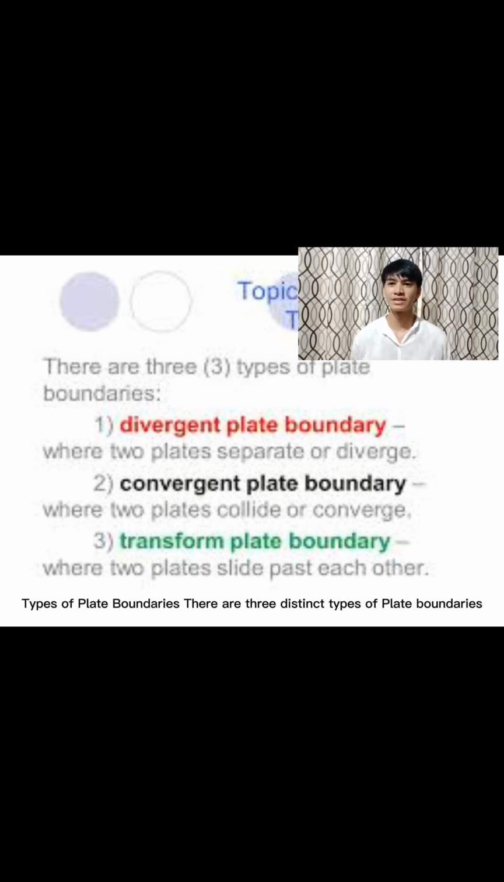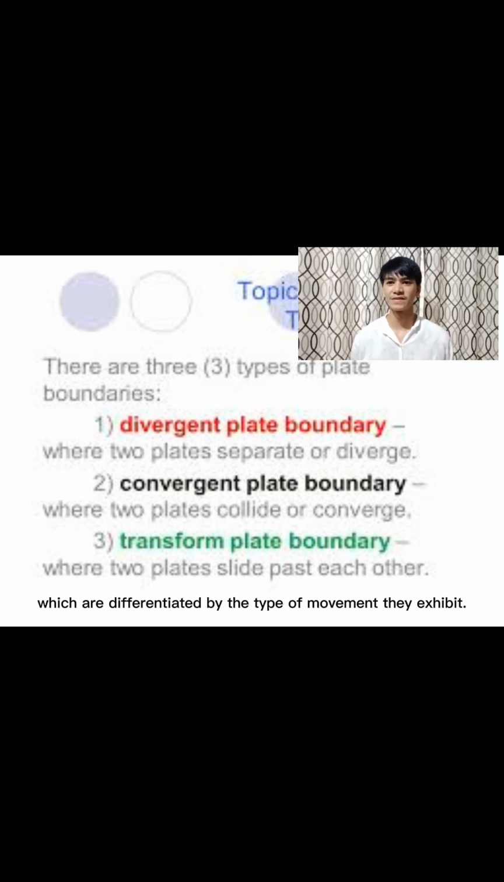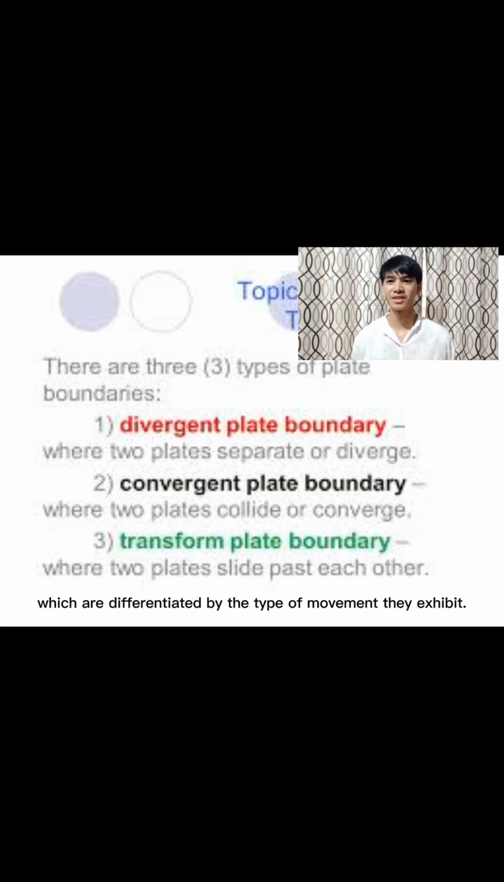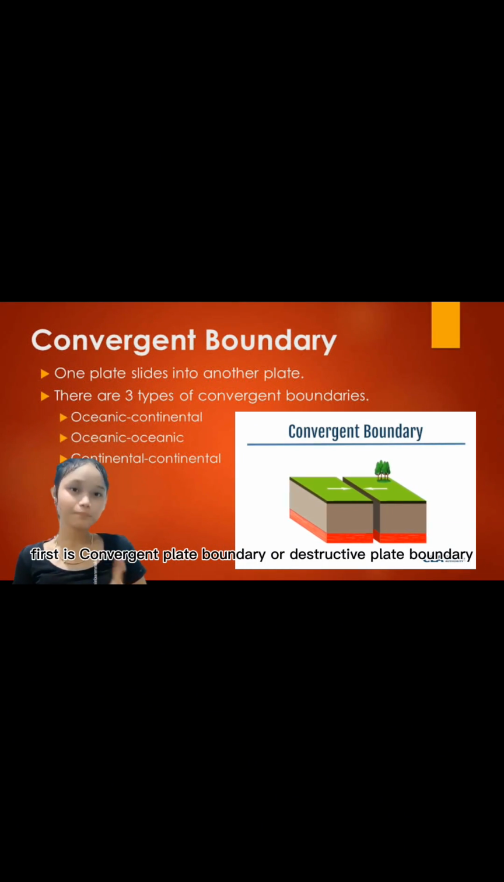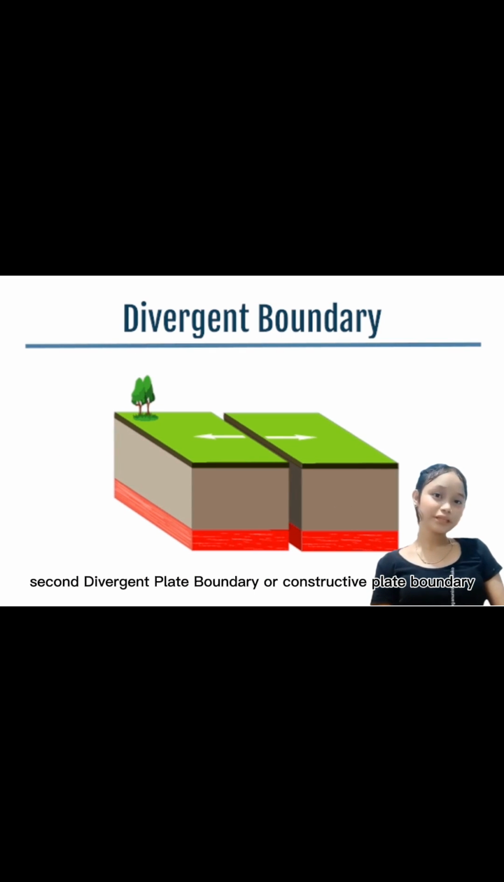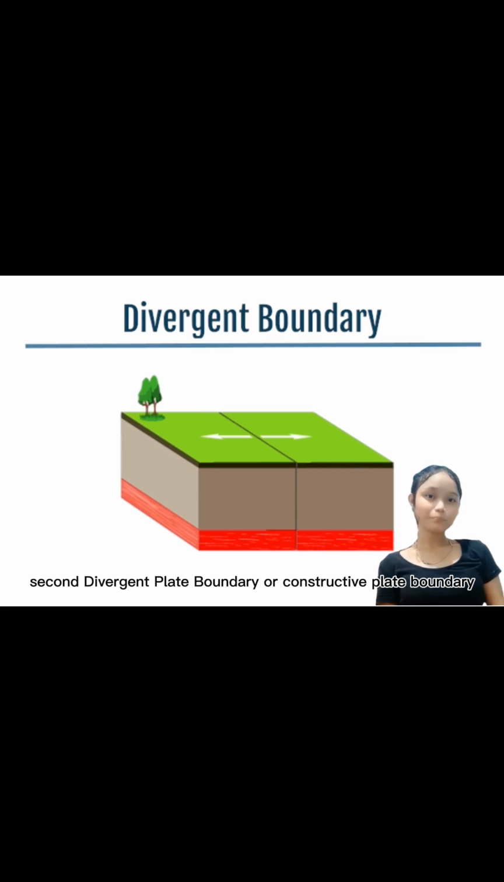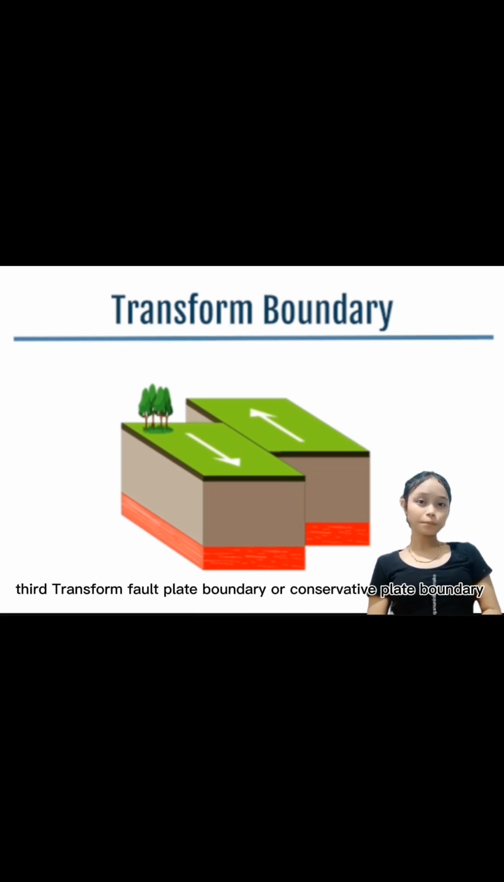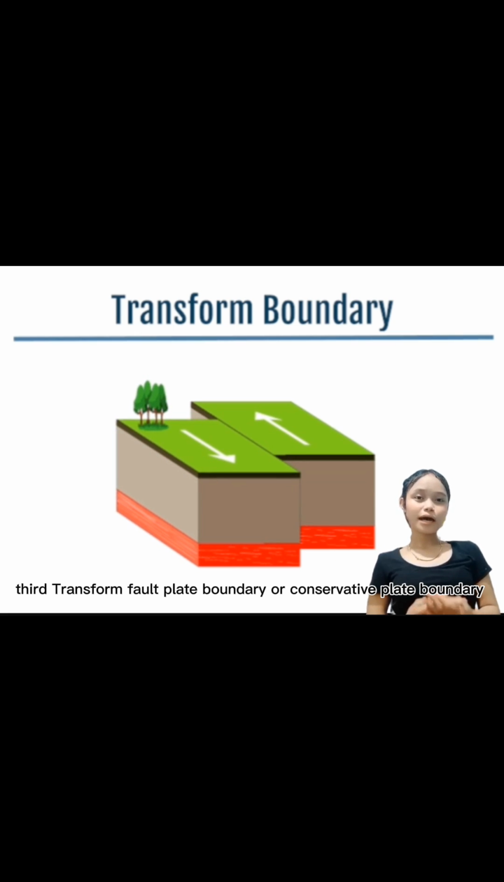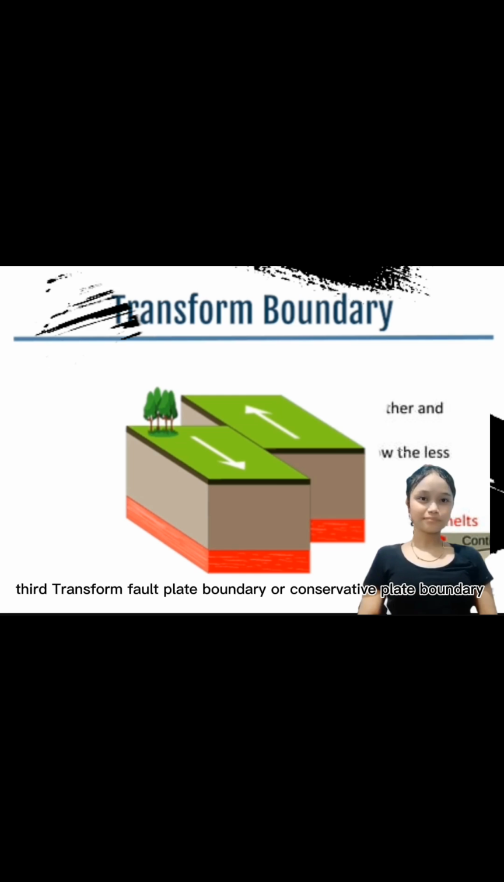Types of plate boundaries. There are three distinct types of plate boundary, which are differentiated by the type of movement they exhibit. First is convergent plate boundary, also known as destructive plate boundary. Second, divergent plate boundary, also known as constructive plate boundary. Third is transform fault plate boundary, also known as conservative boundary.